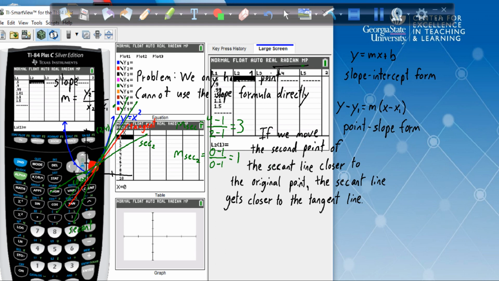The way we do that is I'm going to move up and highlight the top of list 2. This is where we program the calculator to do what we want with list 2. I want to take the values in list 1, and what was our function again?